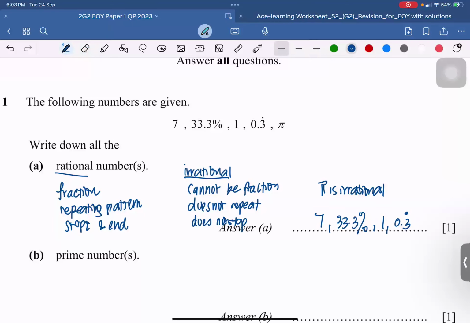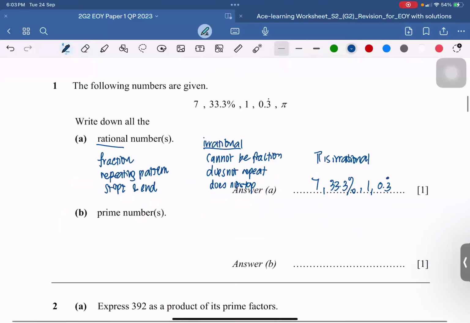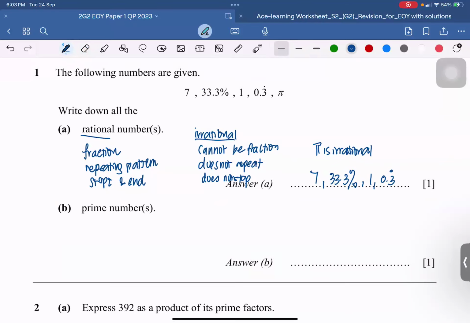Okay, next one. Which one is the prime number over here? Prime numbers are the ones with 1 and itself, right? Two factors. That has two factors, 1 and itself. So in this case, the only prime number will be the number 7.